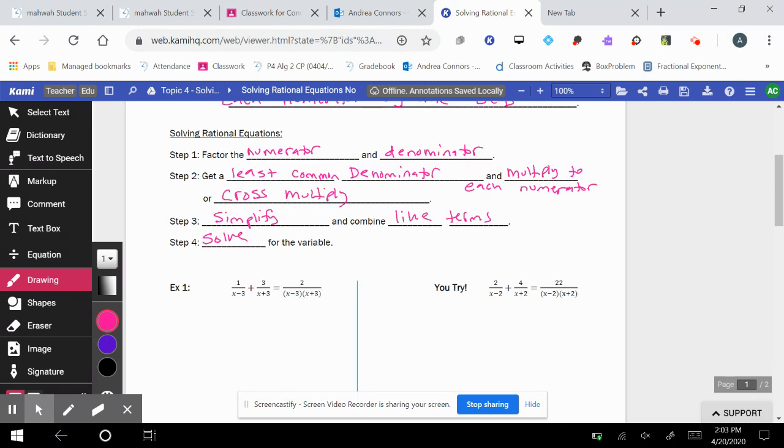So let's do a couple of these problems. If I get cut off, I'll just do another video. You guys know the drill. First step is factor the denominator and the numerator. In this case, for number 1, everything's factored, so I'm good.